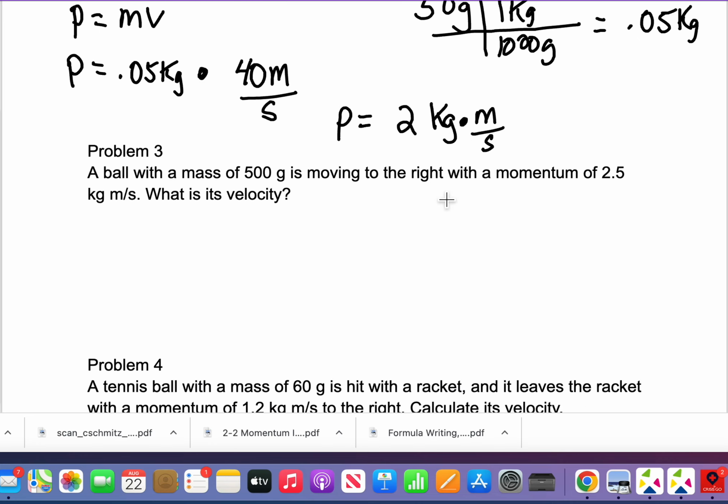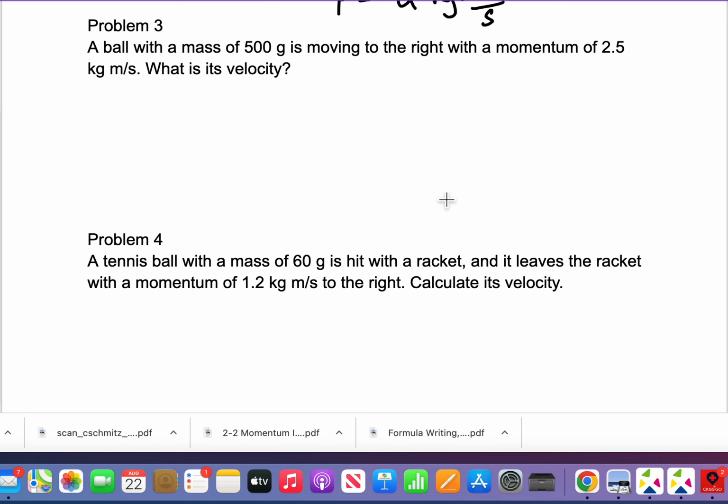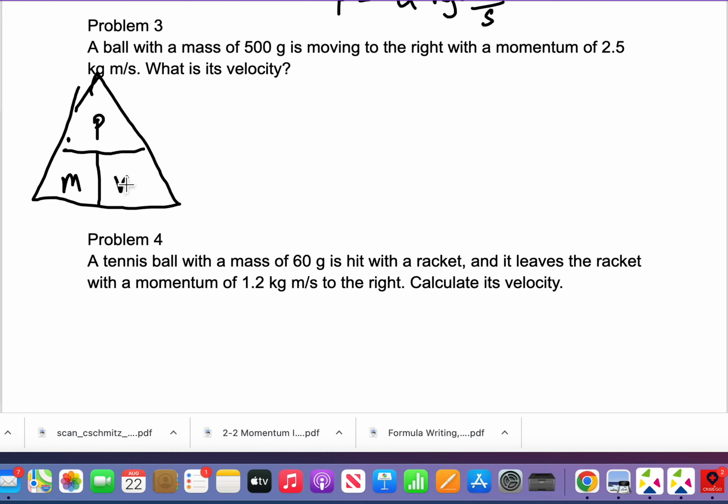Okay, let's try problem number 3. Problem number 3 is a little bit different because it's a momentum problem, but it wants the velocity. So we have to remember our momentum triangle. It's not a very good triangle, but we have momentum up here, and mass and velocity down here. When it says calculate the velocity, what's velocity equal to? If we cover up velocity, you can see that velocity is equal to momentum divided by mass. Oops, I wrote V there. Let me change that to an M.